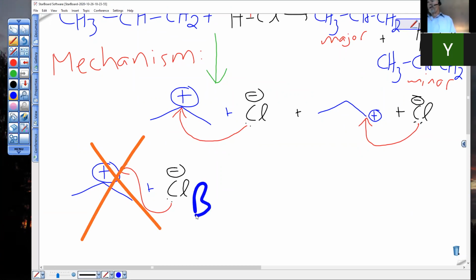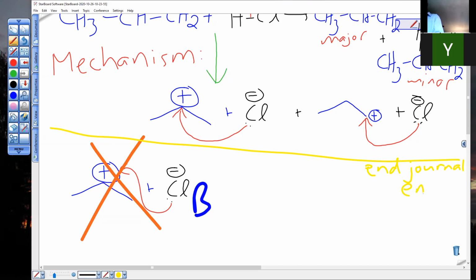Bond, this is below your mechanism. Mechanism's over. Sorry, I got carried away. It's just ignoring me. End journal. Wow. End journal entry. Everything after that is notes.